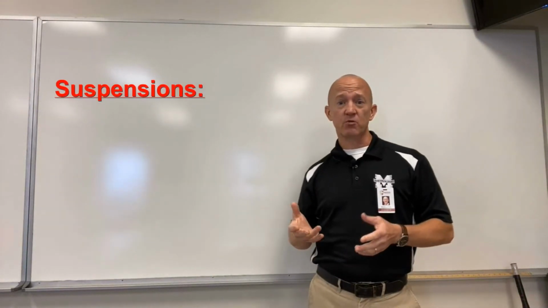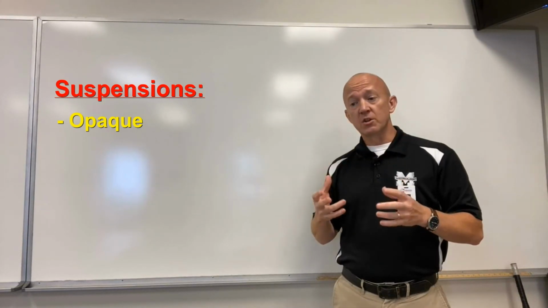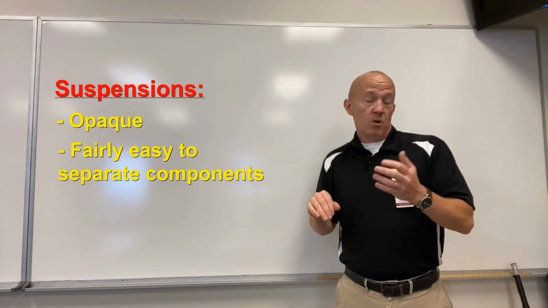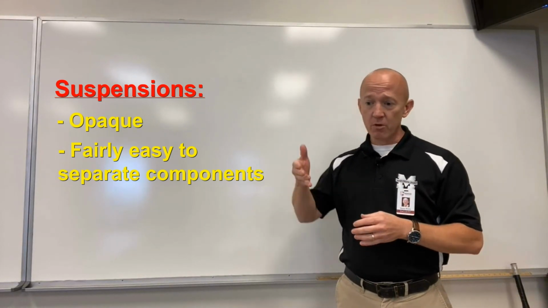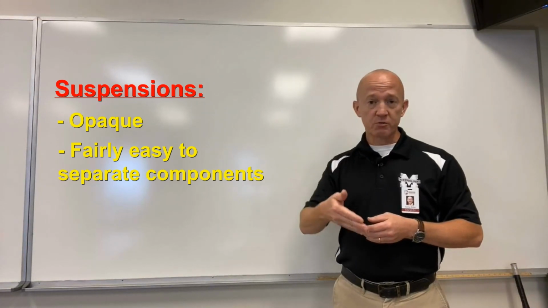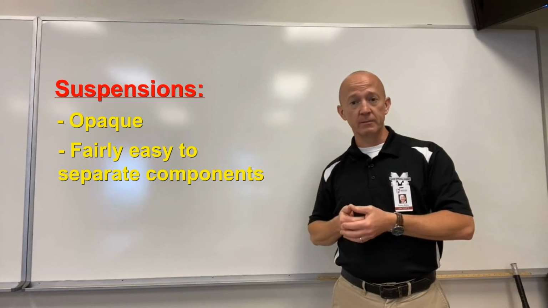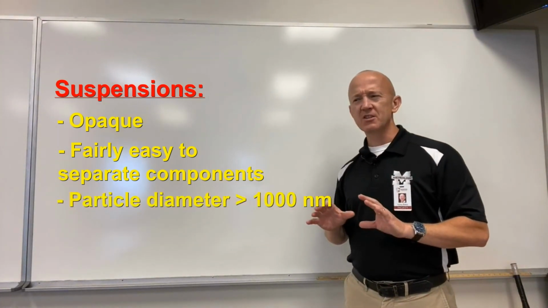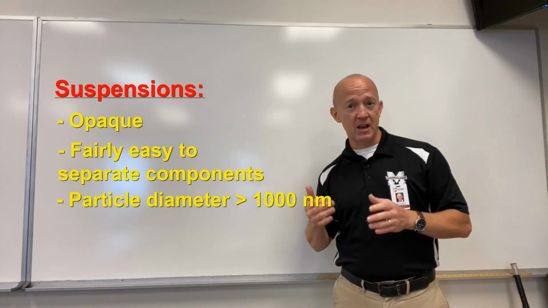Suspensions are usually characterized by being opaque. In other words, they're hard to see through. Also, generally speaking, the components of a suspension are easy to separate. With that muddy water, for instance, all we need to do is take a filter, we pour the muddy water through it, the water goes through, but the filter keeps the mud behind. Easily separated. As far as the size of particles in a suspension, we say that suspensions tend to have particles that are above 1,000 nanometers in diameter.